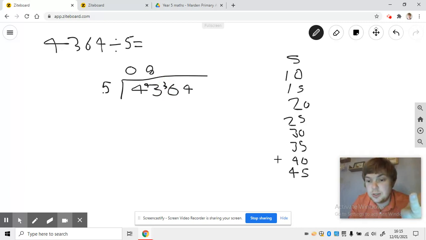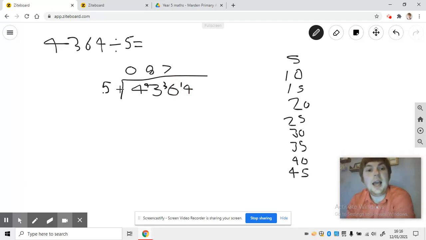Now we look at how many 5s go into 36. The same principle. We look down here. Wow, we can see we've got 35 and then 40. Well, 40 is too big, but 35 works beautifully because it's just beneath the 36. So it allows us to go 1, 2, 3, 4, 5, 6, 7 lots of 5 go into 36. And the difference between 35 and 36 is 1. So we have that remainder 1.